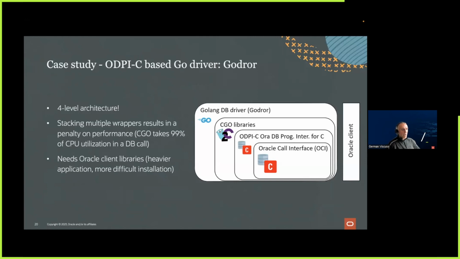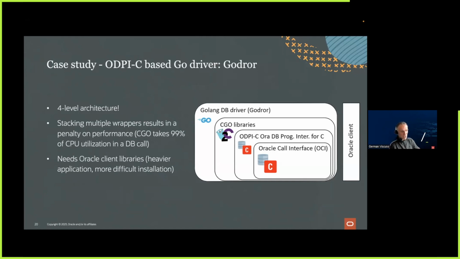So very quickly, if you're using these drivers, and this is an example, the Go driver, you will see that the architecture can get very deep. For example, you go from the Go language to the CGO libraries, which allow you to use C libraries. Then you go through ODPI-C, and then you go to the Oracle Call Interface. So that's a 4-level architecture, right? Stacking multiple wrappers might result in a lack of performance.